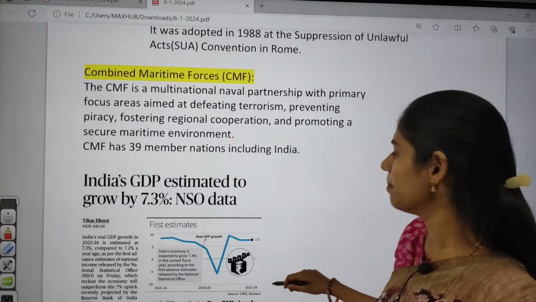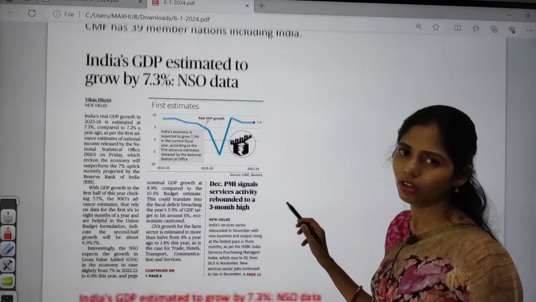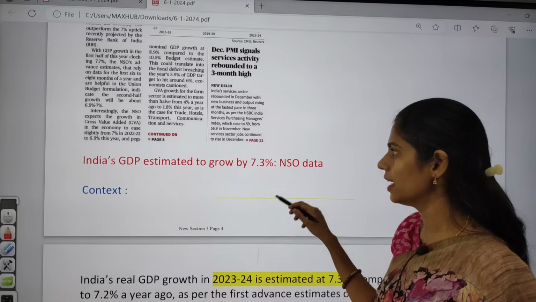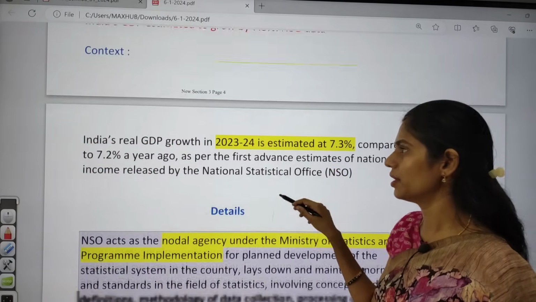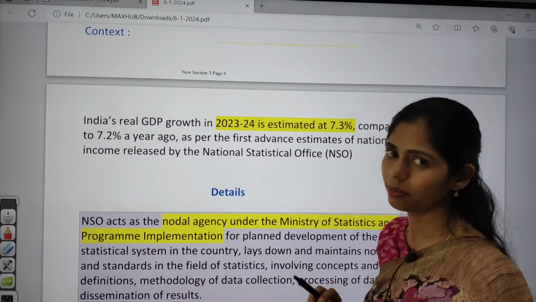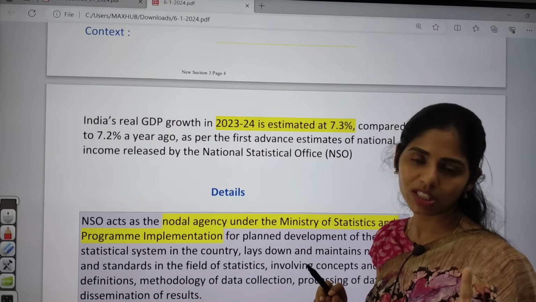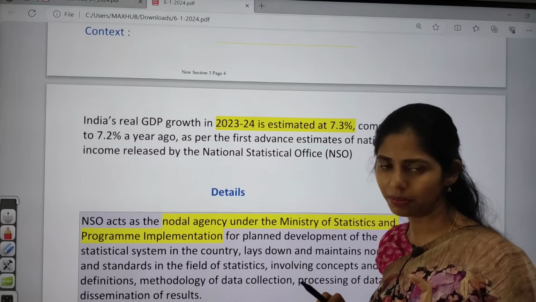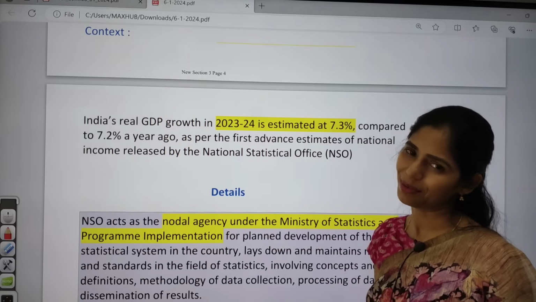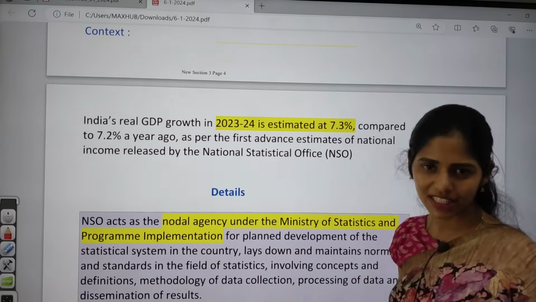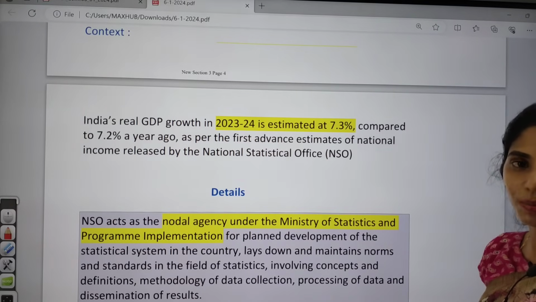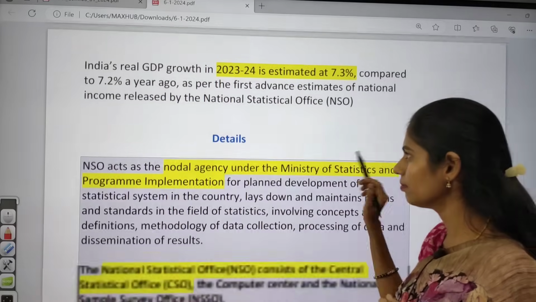And the next topic is about GDP estimates by NSO. So we are going to see that. As I said, this topic is important from your GS paper 3 under economy, and you have to see what the different methods of calculating GDP are. Clear? Any doubt? If you have any doubt, please let me know in the comment box.